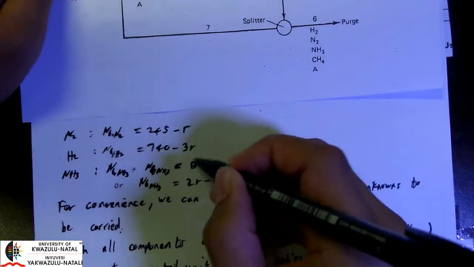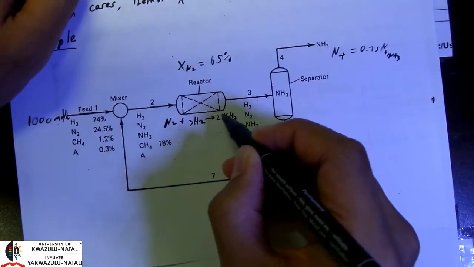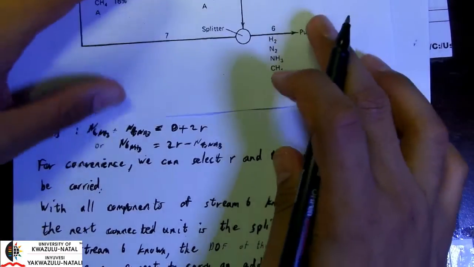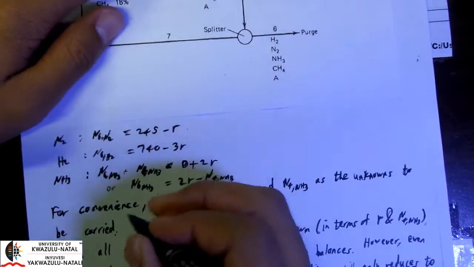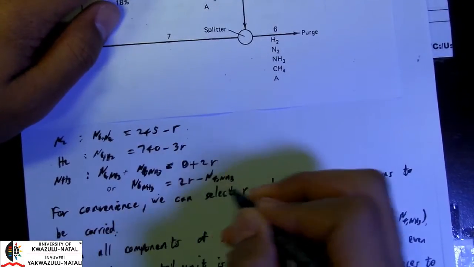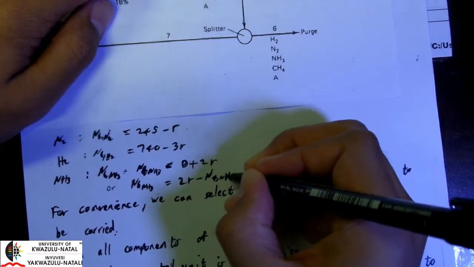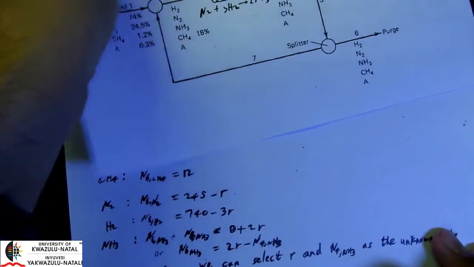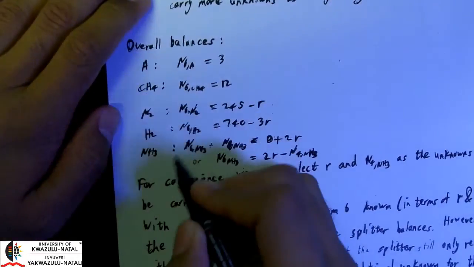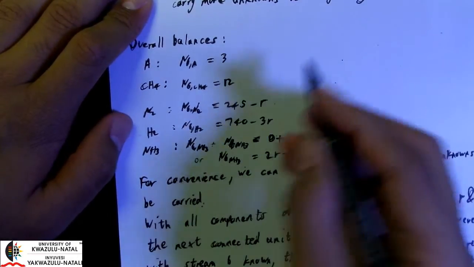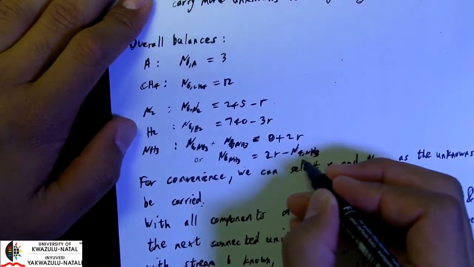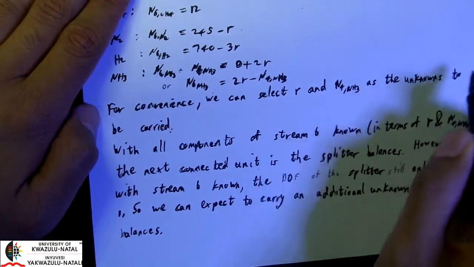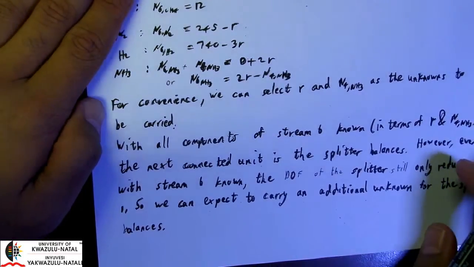And that is equal to our input, which is 0. And it's being produced with a stoichiometry of 2, so that's plus 2 of R. Okay, or simplifying, we have N6 of NH3 being equal to 2R minus N4 of NH3. Okay, so as expected, we have expressed all of our components in terms of 2 unknowns, namely R and N4 of NH3. So these are the unknowns that we can carry over to our next balances.